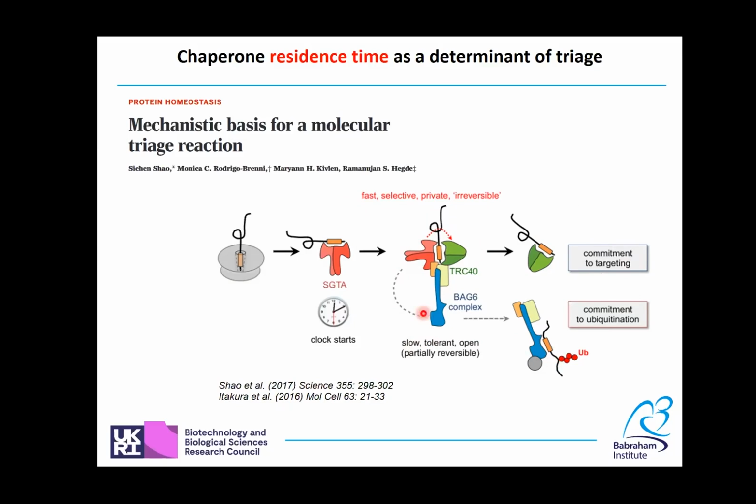Now this, in comparison with this first reaction, is much slower, but it's much more tolerant and promiscuous. So regardless of how many non-native states this protein may sample when it's on the chaperone, it still has an equal chance of being transferred to this secondary pathway. And so basically, the longer the residence time of the protein on the chaperone without it reaching its native state, the more chance there is that a degradative transfer will instead take place.